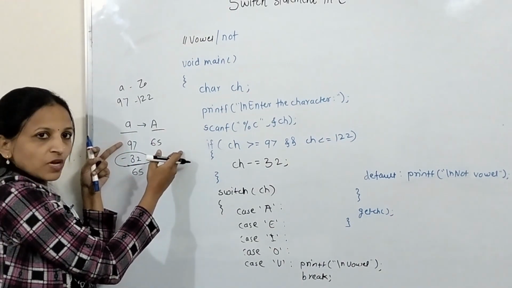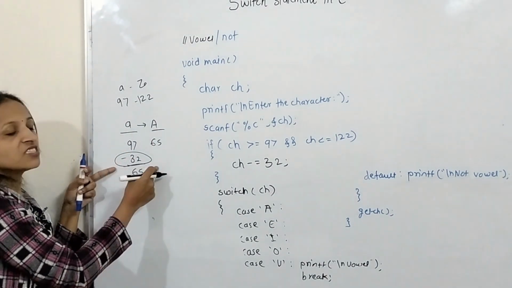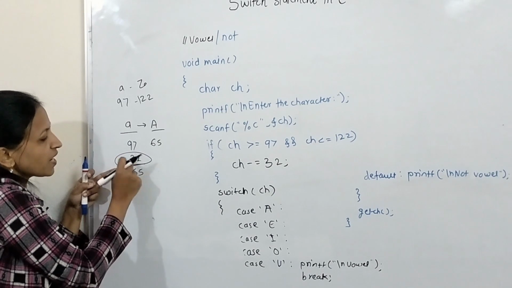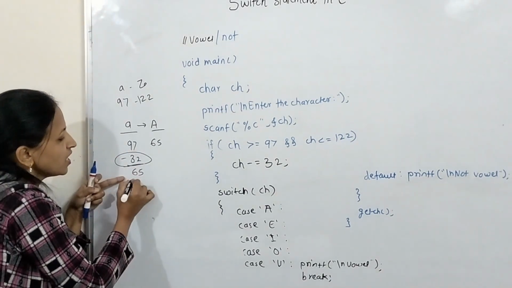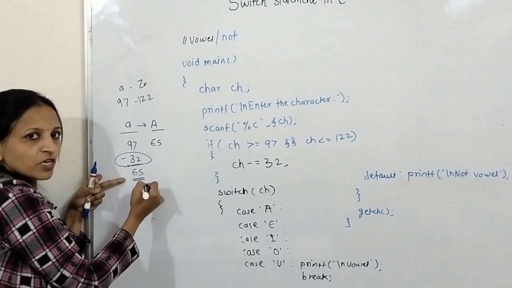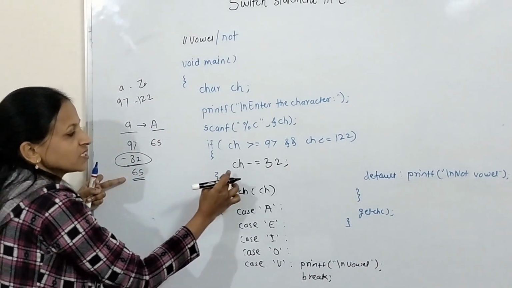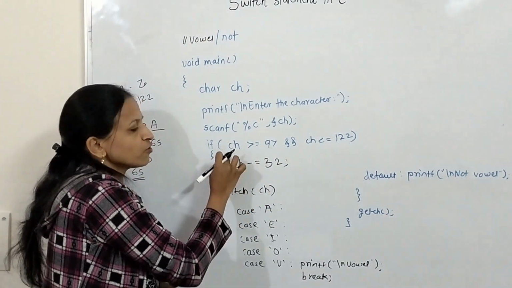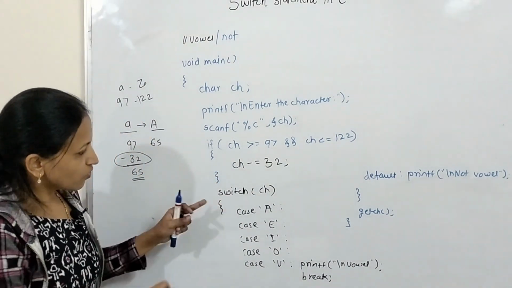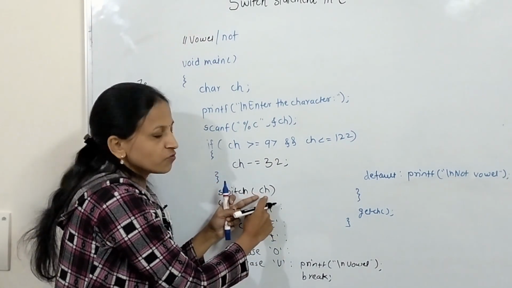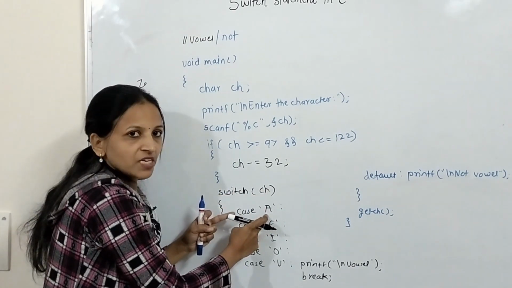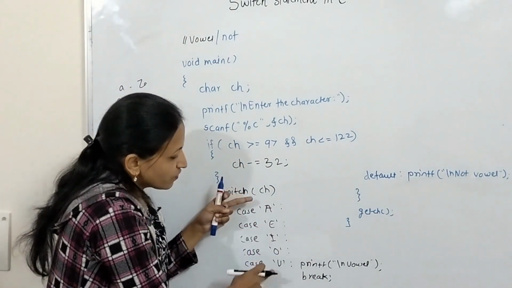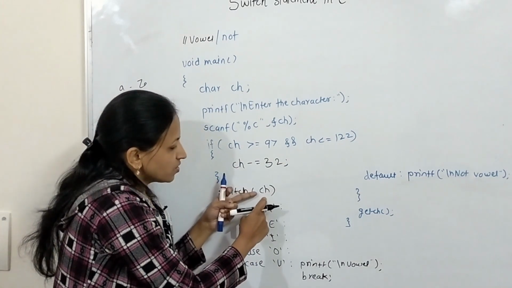Suppose you want to convert it to capital, then we have to subtract 32, because capital A has ASCII value 65. If we subtract 32 from small a, then we get the ASCII value of capital A. Means we are converting small case letters to capital case letters in this way. Now if it is small case, then only do this, otherwise this will not get executed. Now in this switch, the character entered by the user is matched with capital A; if it was small case, it has already been converted to capital case. That's why we check only for capital alphabets here.